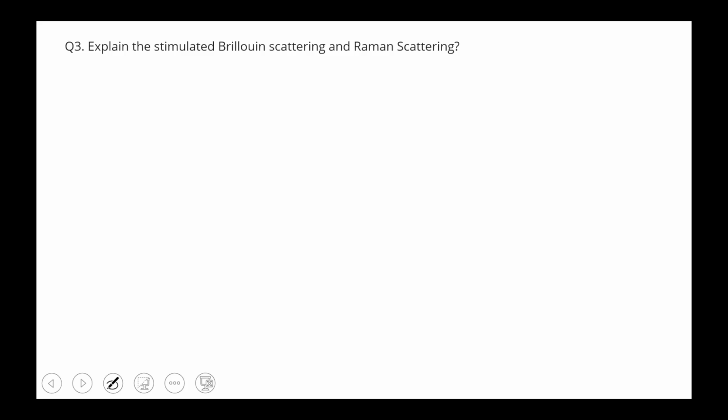Sir, stimulated Brillouin scattering and Raman scattering come under the category of nonlinear scattering, in which not only the mode will change during propagation through the fiber, but the frequency will also be affected. Brillouin scattering (SBS) and Raman scattering (SRS) are both wavelength dependent. This is highly dependent on wavelength, and the formula is given in terms of power.